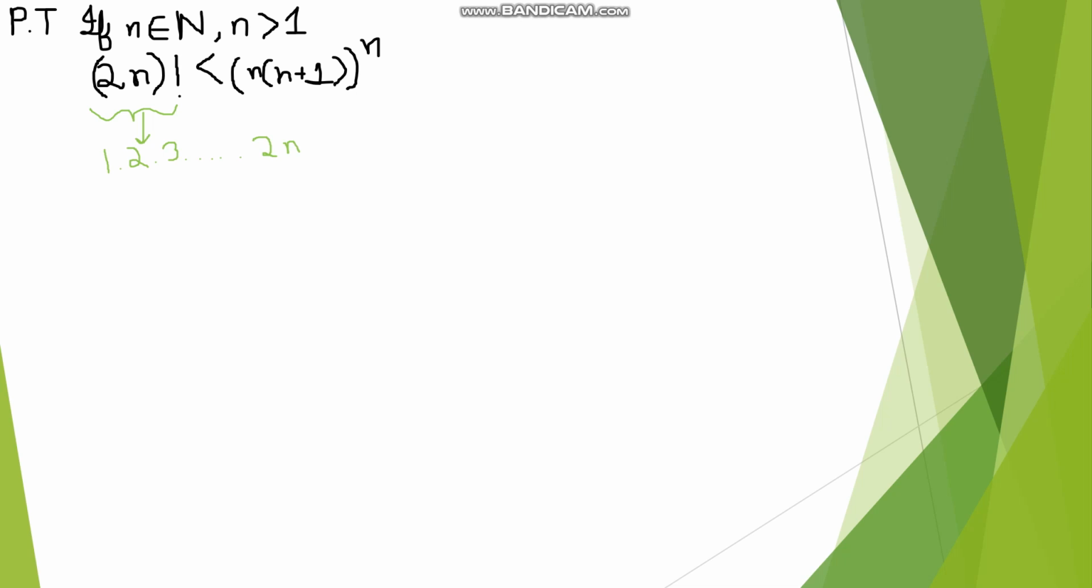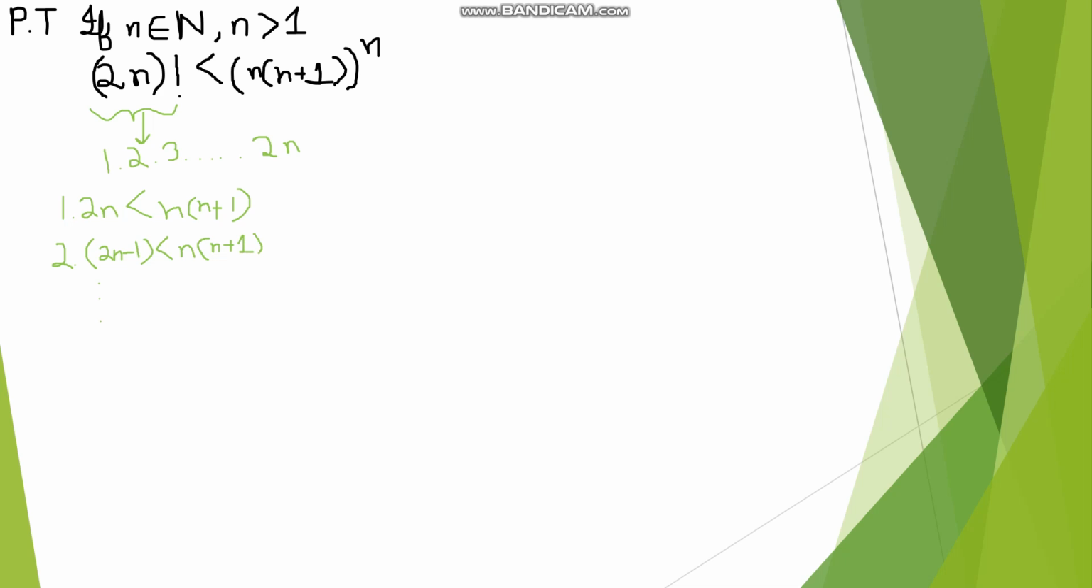Now we have to prove this is always less than the RHS. How to approach that? We can do this simply by saying that 1 into 2n is always less than n into n plus 1, as we saw on our black screen. Now again, 2 into 2n minus 1 will come out to be the same, and less than n into n plus 1. Now you can understand it will go on.